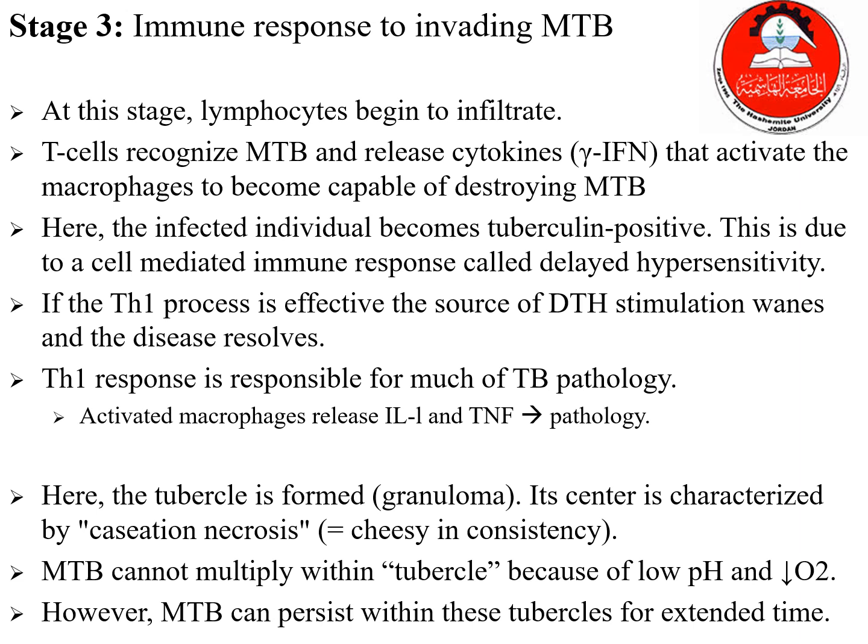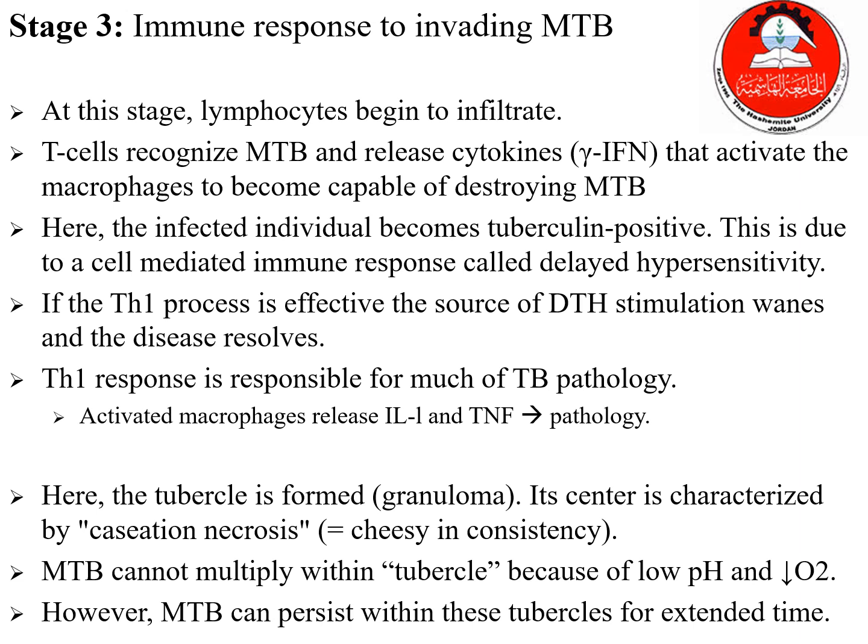The infected individual becomes tuberculin positive. This is due to a cell-mediated immune response called delayed hypersensitivity. And the T helper 1 process is effective. The source of stimulation wanes and the disease resolves. So in the T helper 1 response, the activated macrophages are going to release interleukin-1 and tumor necrosis factor, and it's going to lead to the pathology or the tissue damage, and it's going to form the granuloma, which has a caseous necrosis or has cheesy consistency, and they cannot multiply within the tubercle because of the low pH and the low oxygen content within the tubercle. The MTB can persist within these tubercles for extended periods of time.